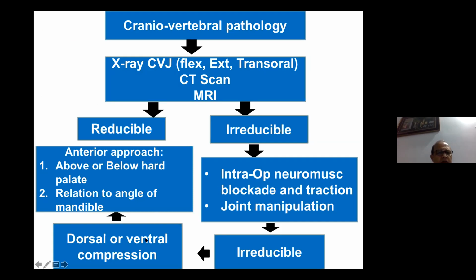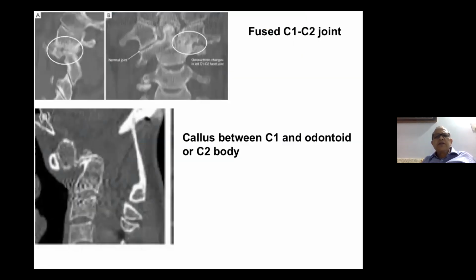Which anterior approach you should choose depends upon the extent, whether it is above or below the hard palate, or the relation of the angle of the mandible. If the angle of the mandible is too low, then you cannot use trans-cervical. But transoral is almost always possible in any craniovertebral junction anomaly. So this is the best direct approach, with the limitation of possible infection, fusion, and a callus preventing this.